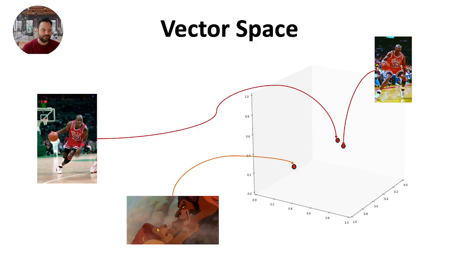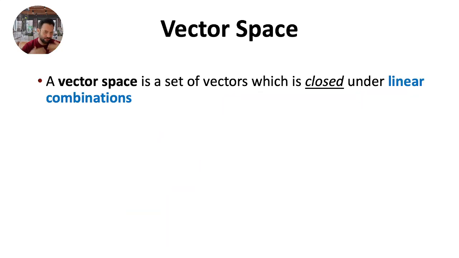So that said, then I can introduce the mathematical definition of a vector space. A vector space from the linear algebra perspective is a set of vectors. All of these vectors are my data points, my images, my audio, my sentences, whatever. But from the linear algebra mathematical perspective, a vector space is a set of vectors, right? And all of these vectors are closed under linear combinations.